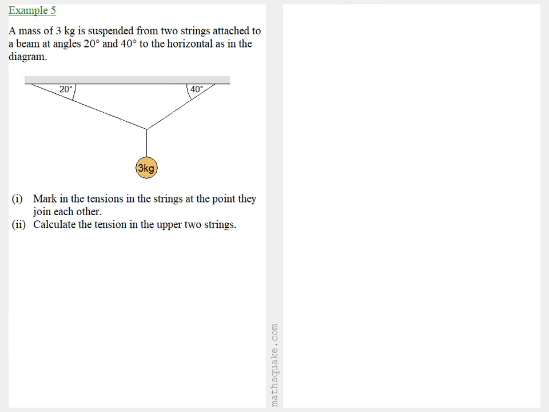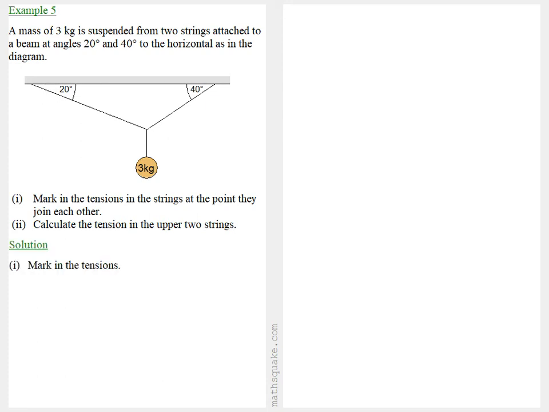Let's have a look at one more example, example 5. A mass of 3 kg is suspended from 2 strings attached to a beam at angles 20 degrees and 40 degrees to the horizontal, as in the diagram. In part 1, we're asked to mark in the tensions in the strings at the point they join each other.